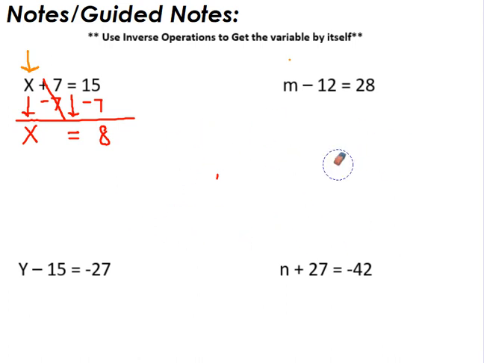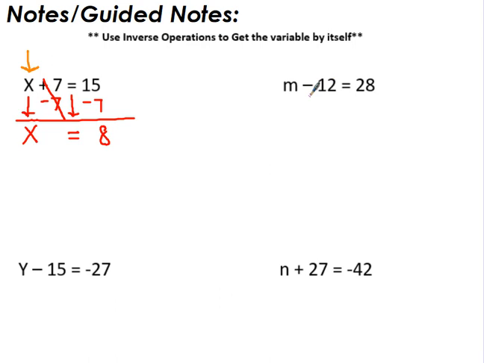Okay. So I'm going to go a little bit quicker through this next one. So right here, for m minus 12 equals 28. So that means some number minus 12 is equal to 28. So I don't know what m is. My goal is to get this by itself. So I'm going to look at it. It's on the left side of the equal sign. So what I'm going to look at is I want to get rid of this minus 12 here.